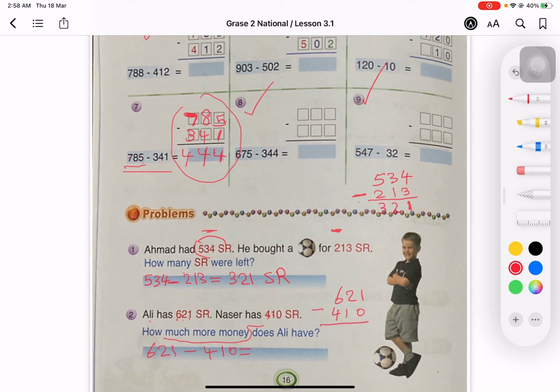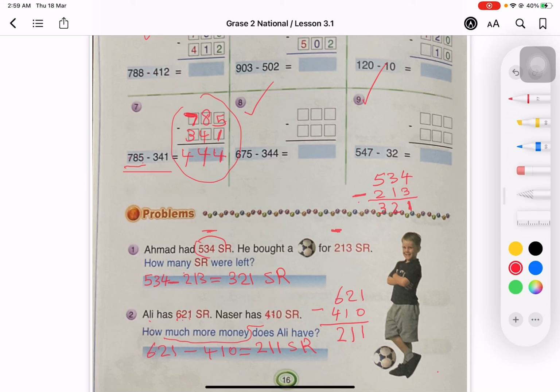Now, 1 minus 0, the answer is 1. 2 minus 1, 1. And 6 minus 4, 2. So how much more money does he have? It is 210 riyal.